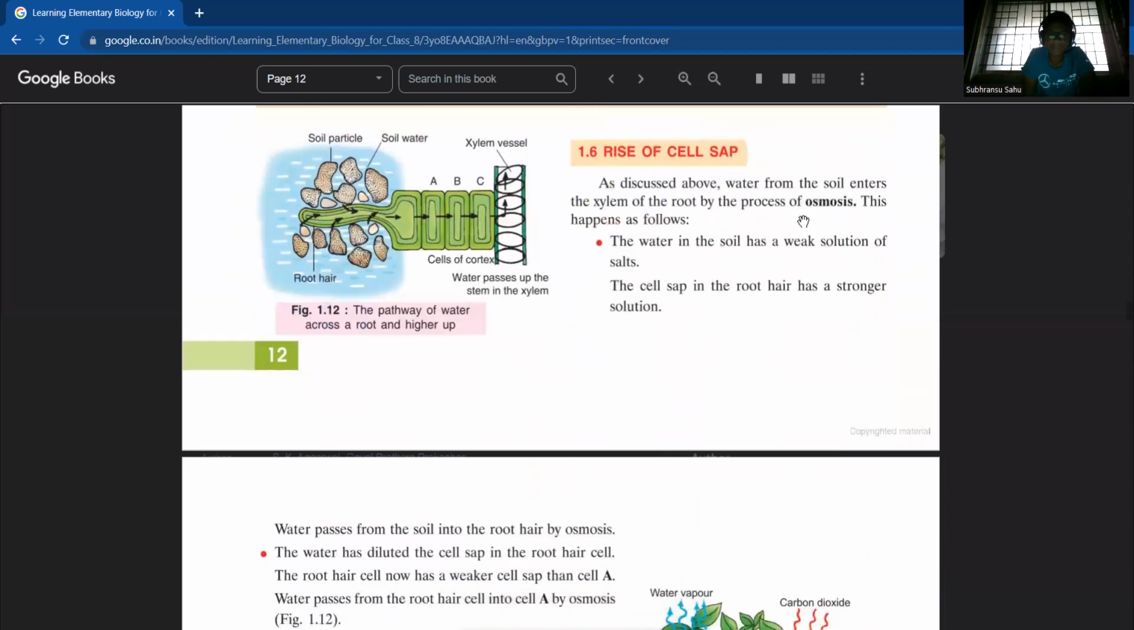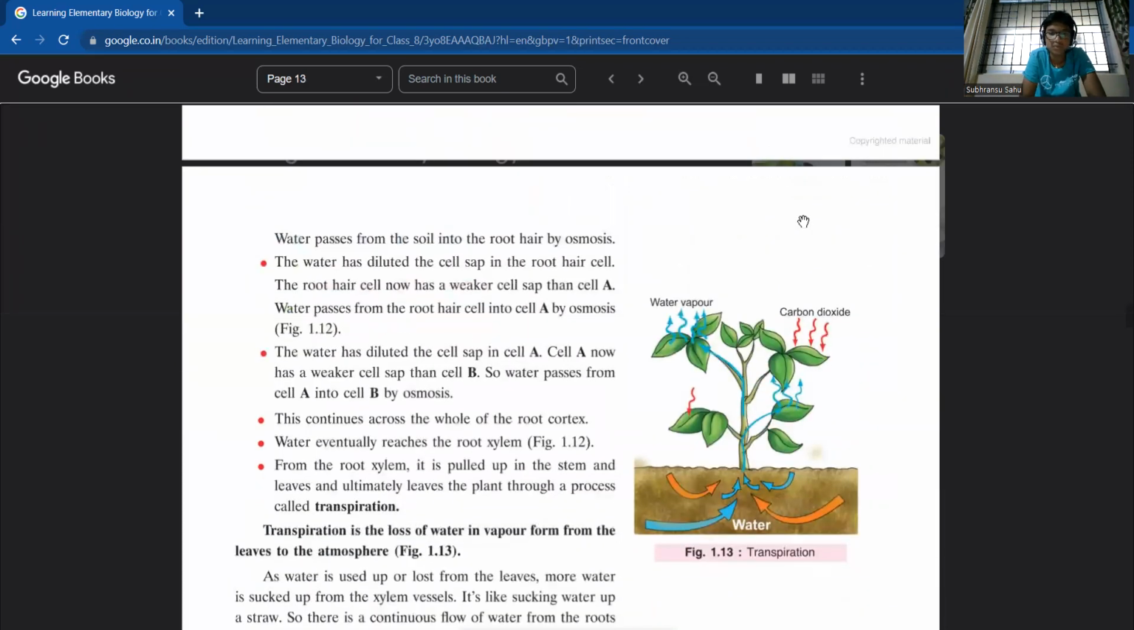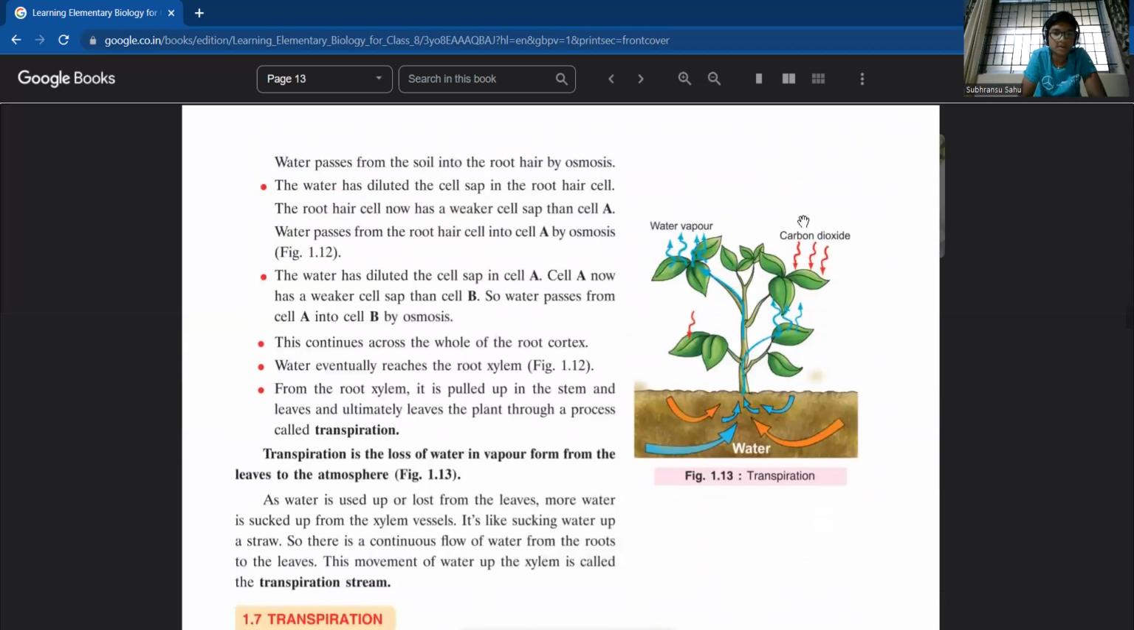Now, rise of cell sap. As discussed above, water from soil enters the xylem of the roots by the process of osmosis. This happens as follows. The water in the soil is a weak solution of salts. The cell sap in the root hair is a stronger solution, and water passes from the soil into the root by osmosis. The water has diluted the cell sap in the root hair cell. The root hair cell now has a weaker cell sap than cell A, and hence water passes from the root hair to cell A by osmosis.